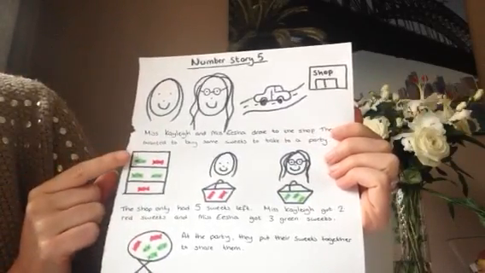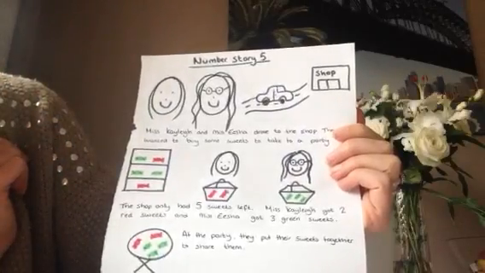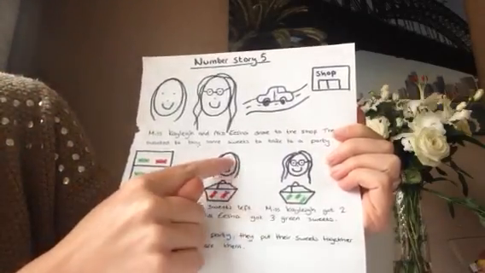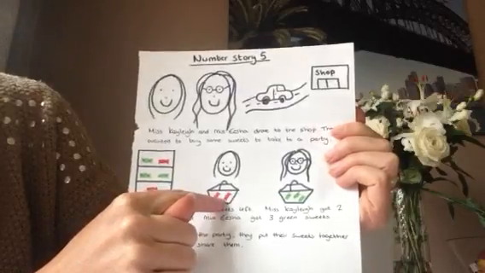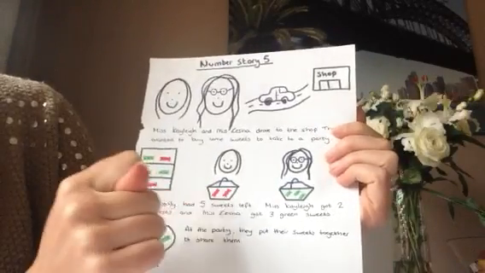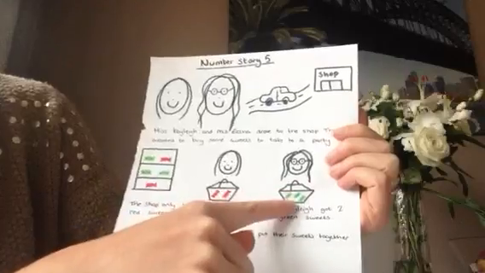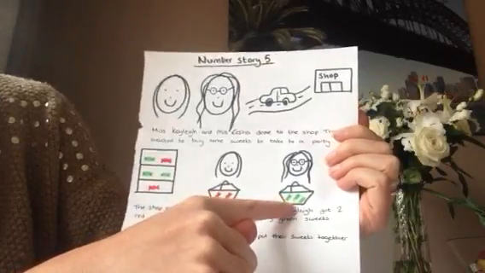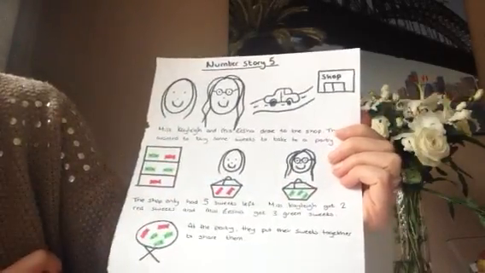The shop only had 5 sweeties left. So Miss Kayleigh got 2 red sweeties. She put them in her basket. And Miss Isha got 3 green sweeties. Put them in her basket.